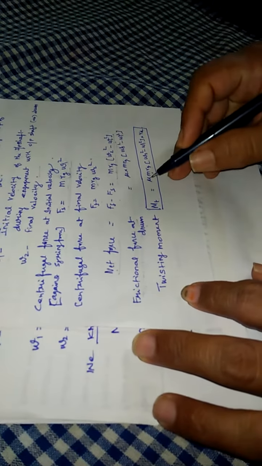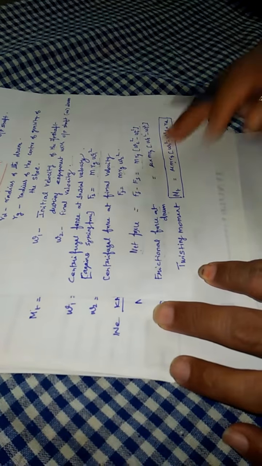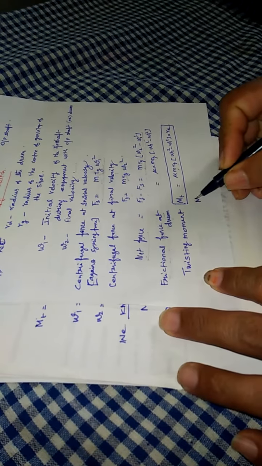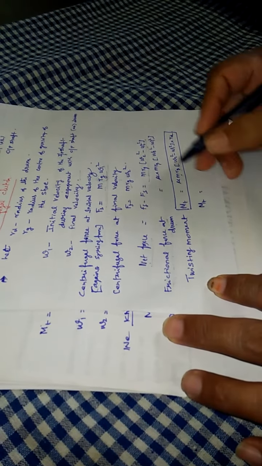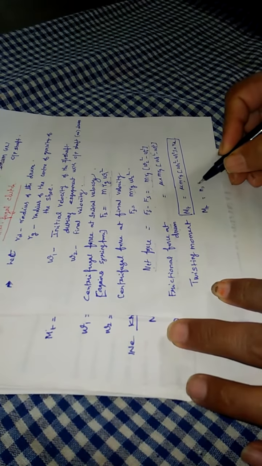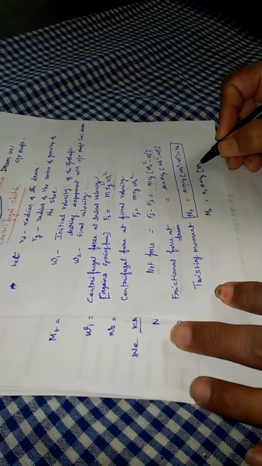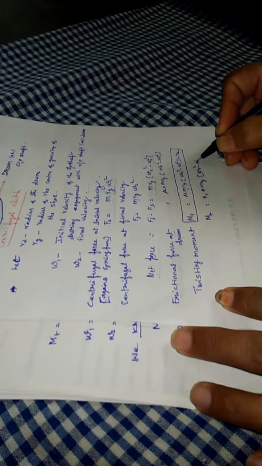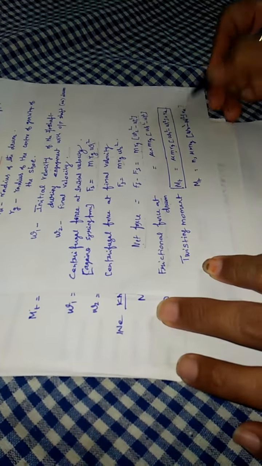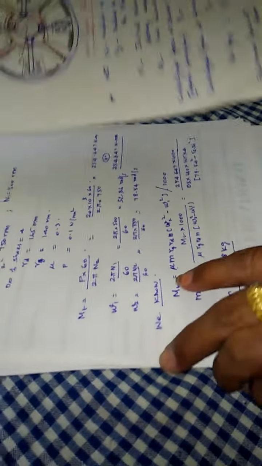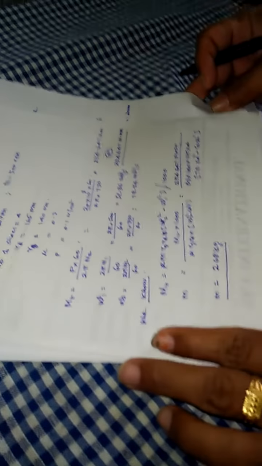This is the twisting moment for one shoe. If there are four shoes, we need to multiply by the number of shoes. For example, Mt is equal to ns into mu into m into rg into omega 2 square minus omega 1 square into rd, right? So this formula we can write, and the same formula we can utilize to calculate the mass.